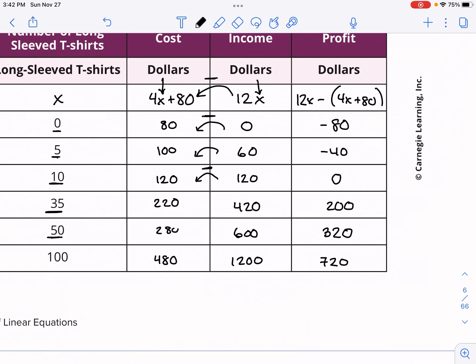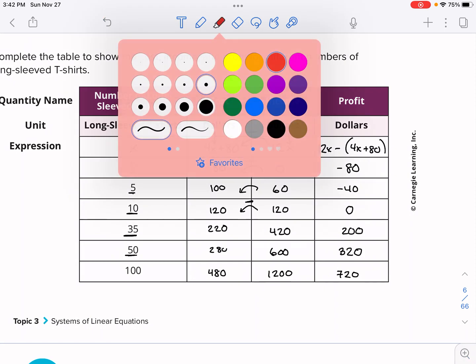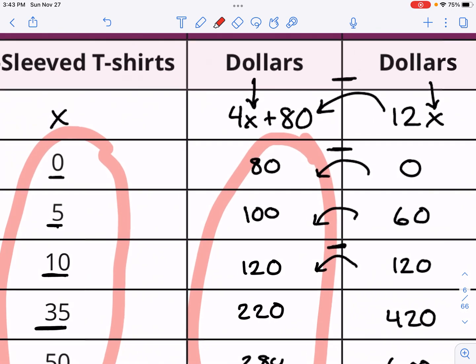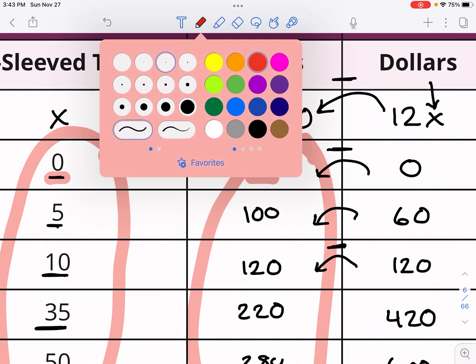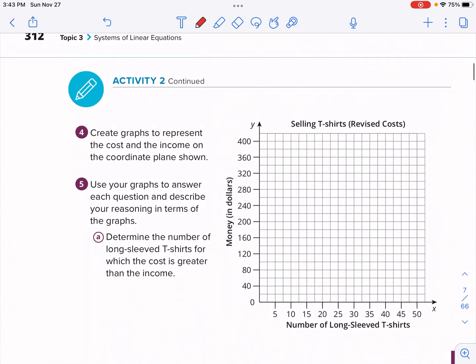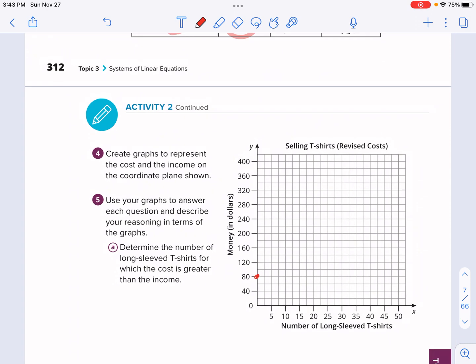Okay, so we're going to use that information to go on to the next page to now graph this. I think last time we did cost first, and we're going to highlight cost in red here. So our first ordered pair is 0, 80. Let's graph that. So now move on to the next page, 313, 0, 80 right here. Okay, so we're completing number 4.